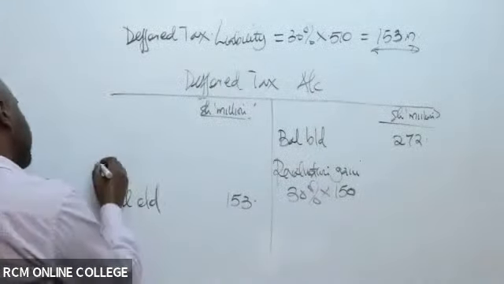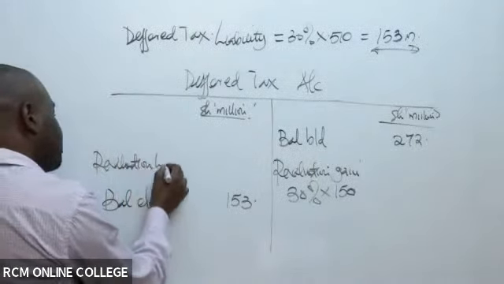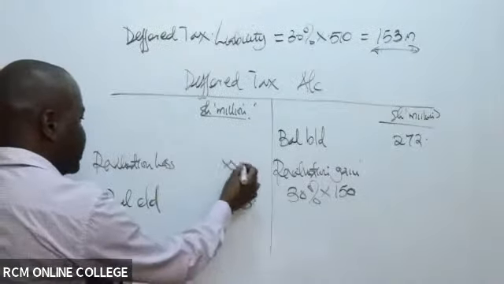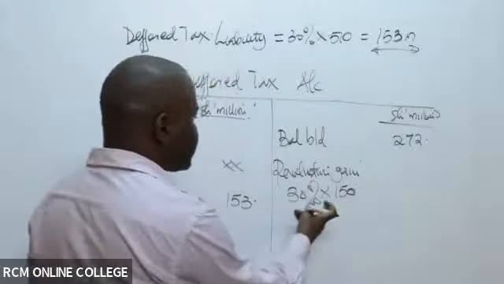Remember, if it was a revaluation loss, you would put it on the other side. But we don't have that. What you have is a revaluation gain. So how much are you getting? 30% of 150.